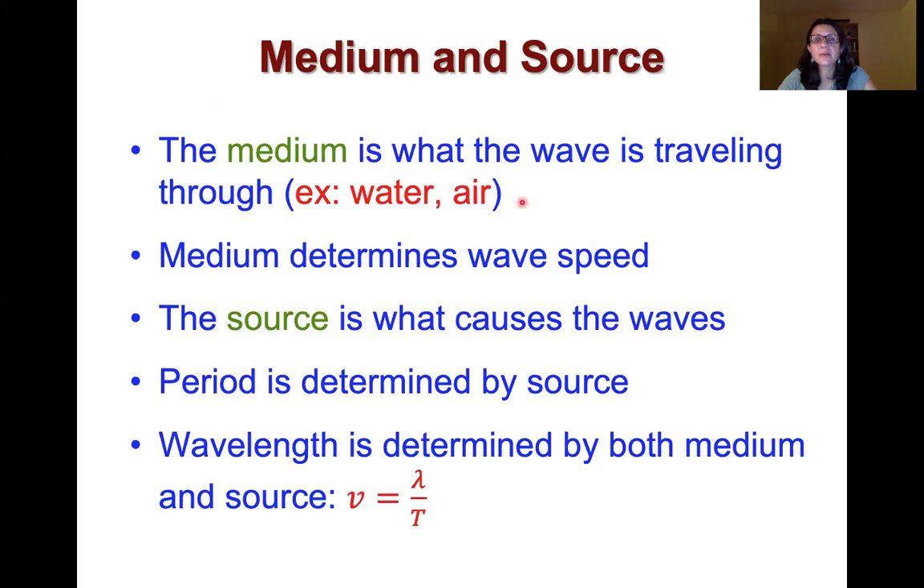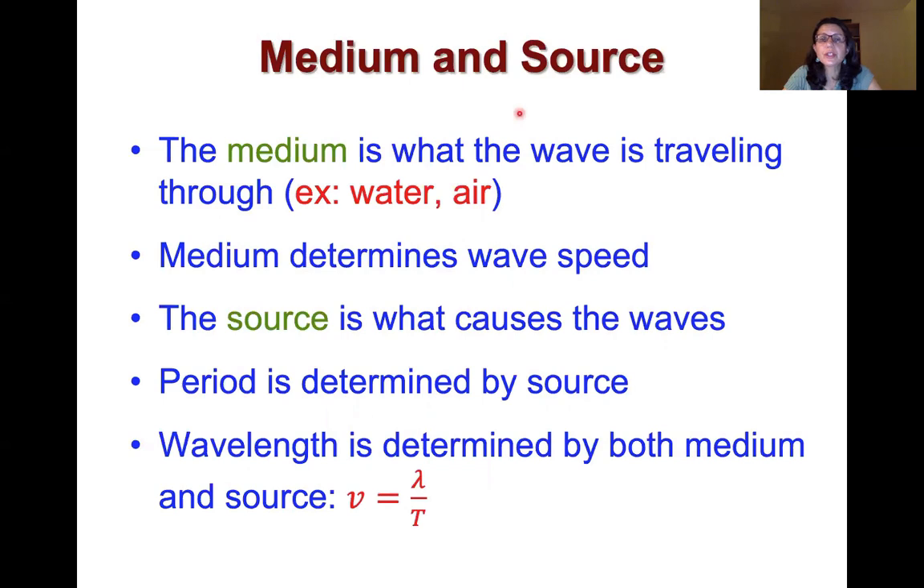So there are two important things to keep in mind when we're talking about waves. One is the medium through which the wave is traveling, as I just discussed, such as air or water. What the medium determines is the speed of that wave. So it's the actual physical properties of the medium itself that determine the wave speed. For example, sound has a different speed in air versus water because the two are different mediums.